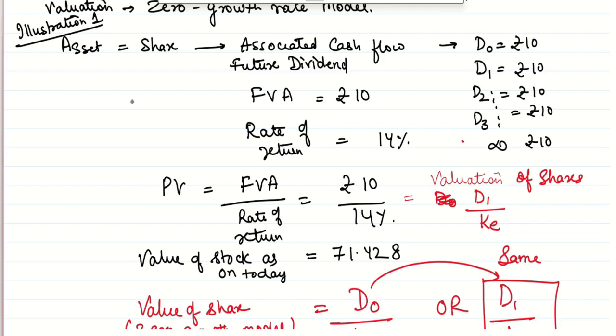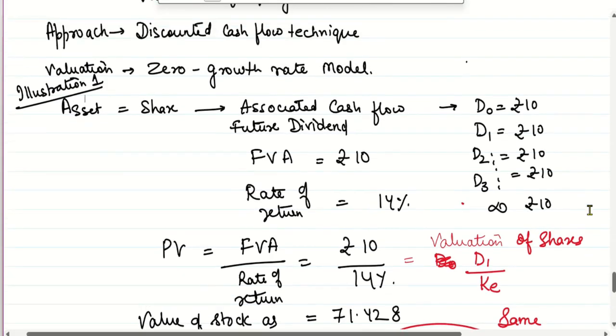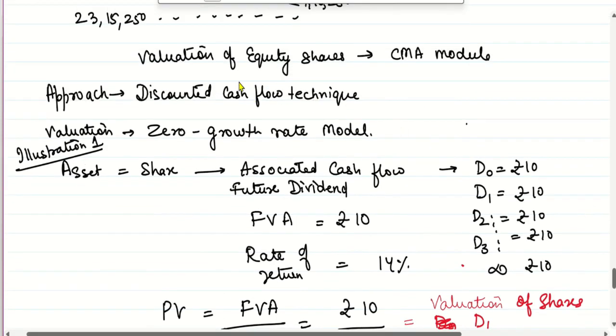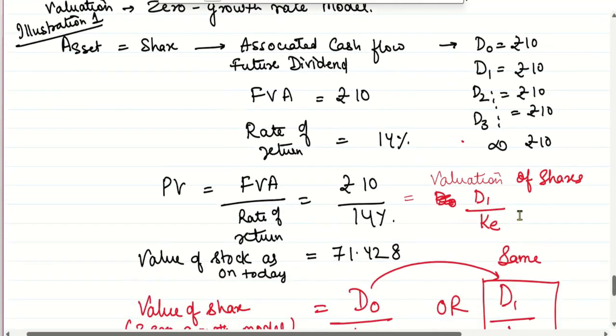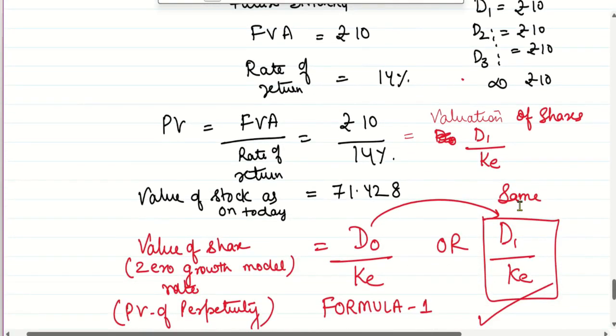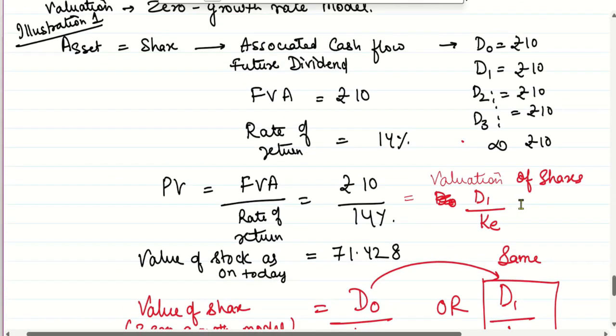Pause the screen and write it down. I am scrolling the page. This was basically valuation of equity share, CMA module. This type of question can be asked directly in MCQ, because you just have to put the formula. I'm scrolling the page, pause the screen and write it down.